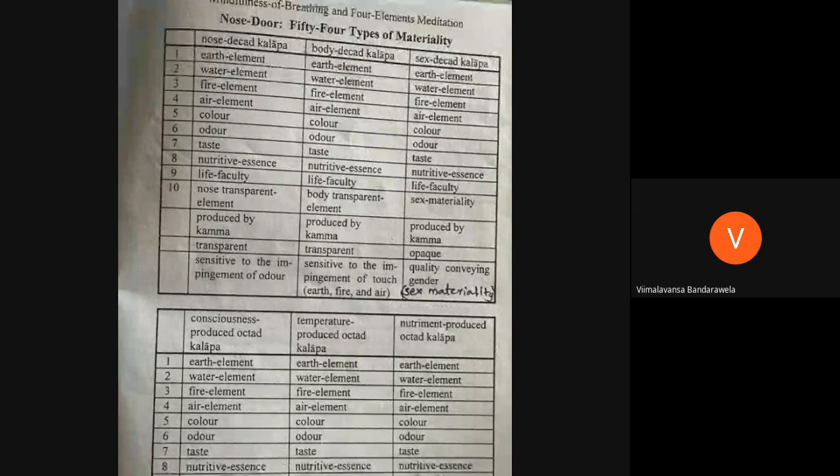Okay, nose door. In the nose door also you have nose decade kalapa only as different. All other materiality is the same. All other 6 materiality are the same. So in the nose decade kalapa you have the nose transparent element, the ghana pasada rupa, as the 10th factor. That is what is called the nose transparent element, the sensitivity to smell.